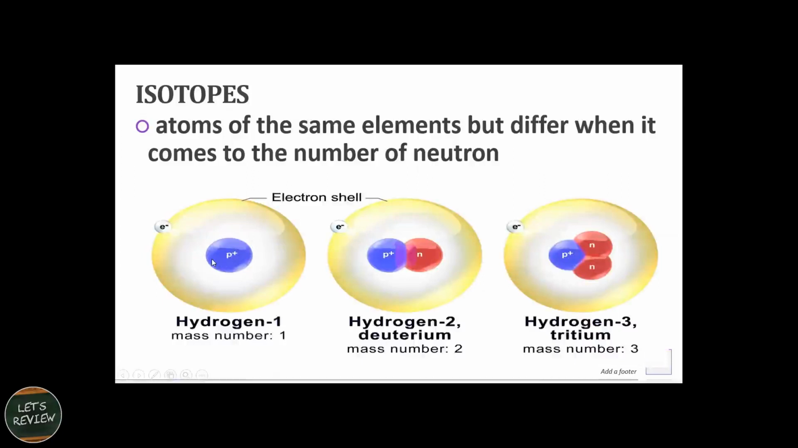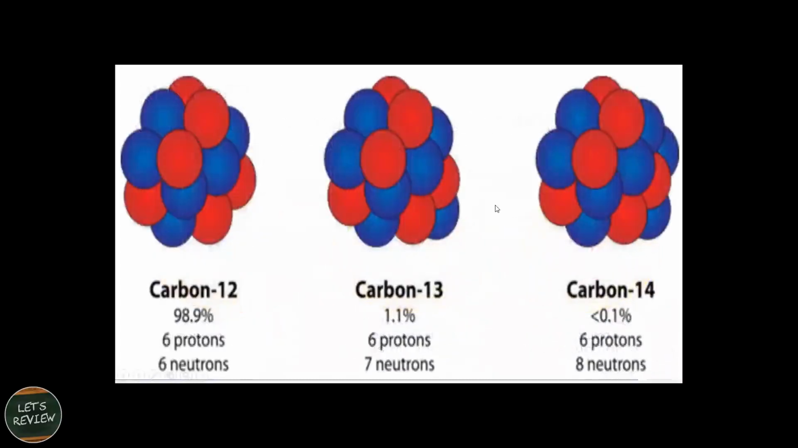For example, we know that hydrogen has one electron and one proton, so we call it hydrogen 1. What if there is a neutron inside the hydrogen? The mass number will increase because there's a neutron inside the nucleus. Adding two neutrons inside the nucleus of the hydrogen will also increase its mass number. Again, we call them isotopes.